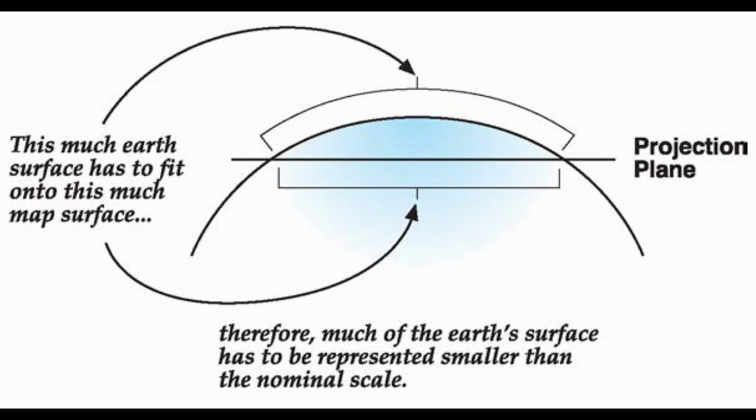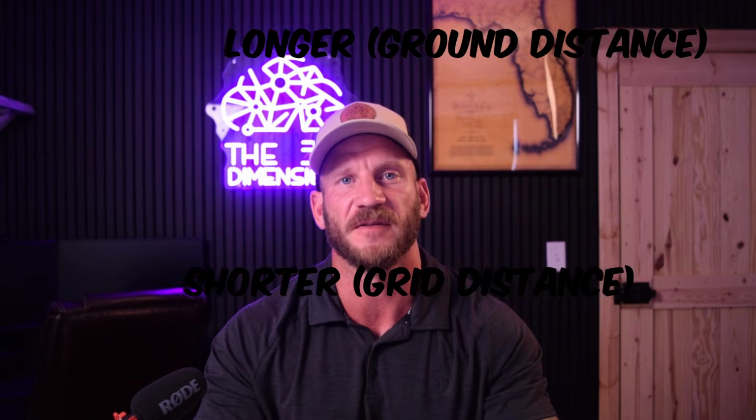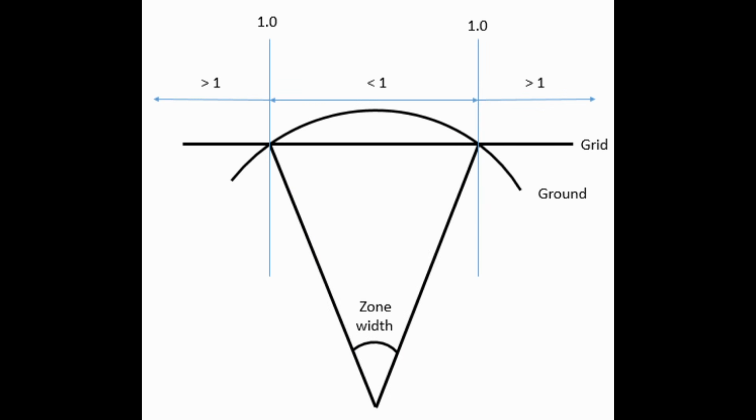In this situation, the radial distance between those zero distortion lines that intersects the ellipsoid, also known as the standard lines, is longer than the chord distance between those 2 lines. The chord distance represents the map projection in this situation. As you can see, we have to shrink the radial ellipsoidal distance down and everything on it to fit onto the grid distance. This is accomplished by applying a linear scale factor.